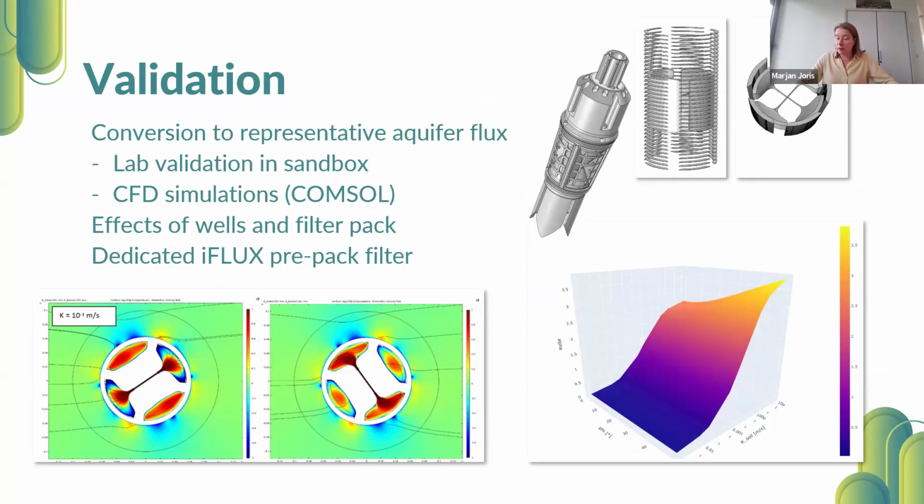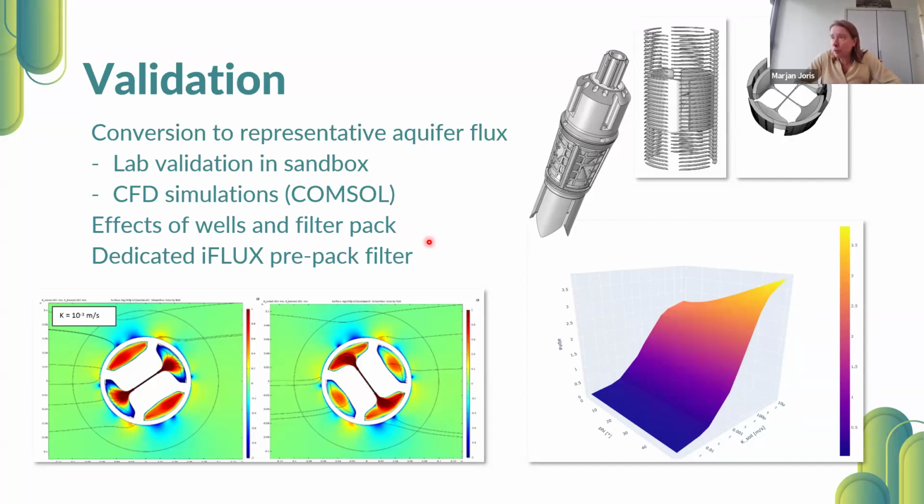We do not make the microfluid flow chips ourselves. These are chips that are also used in the medical world. But what is the expertise of iFlux? It's the conversion of the measured velocity in those microfluid flow chips to the flux in the aquifer. Therefore, lab testing is performed and also testing in our digital lab, where the correction of the effects of wells and filter packs are calculated.